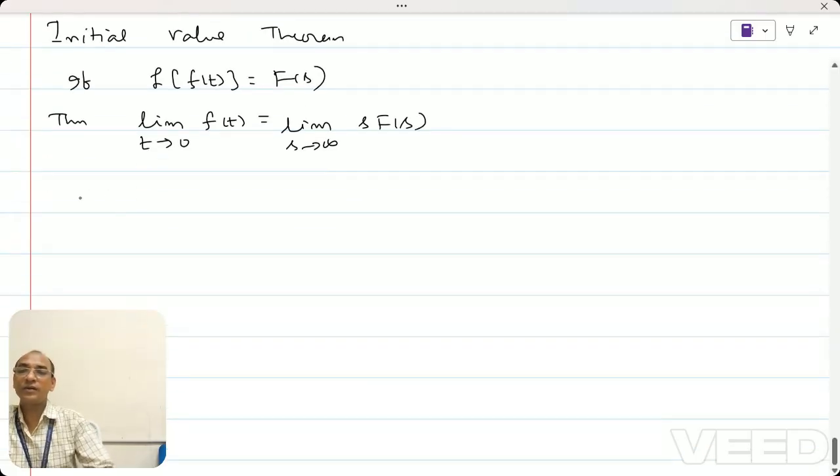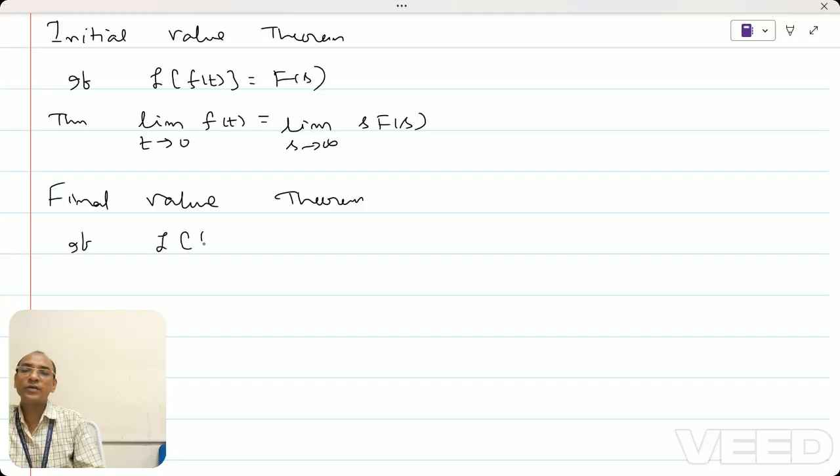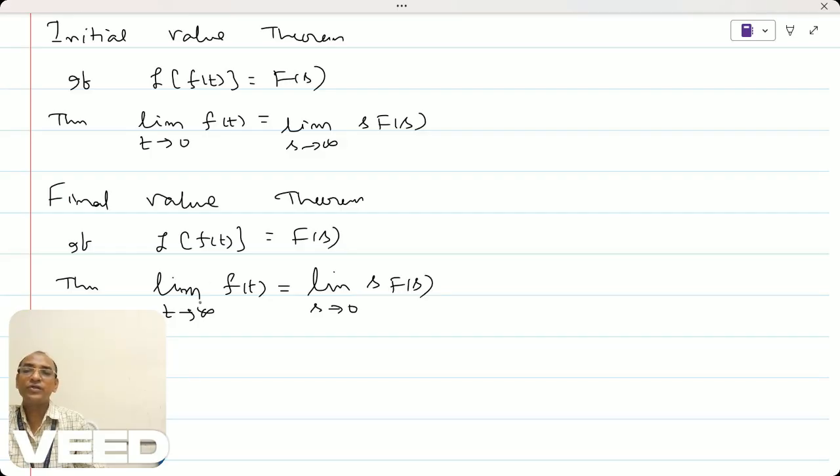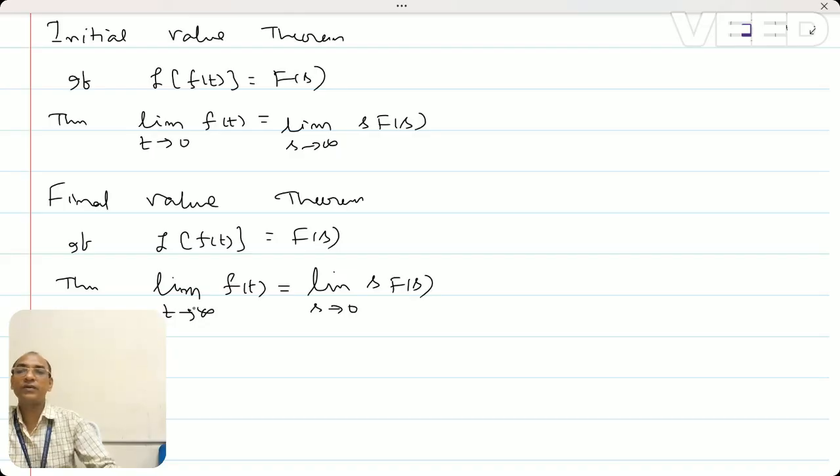And what is the final value theorem? The final value theorem states that if the Laplace transformation of f(t) is F(s), then limit t tends to infinity, final value means t will be infinity, of f(t) is equal to, when I am taking t tends to infinity, this time this side will be s tends to 0, s into F(s). And this is called the final value theorem.